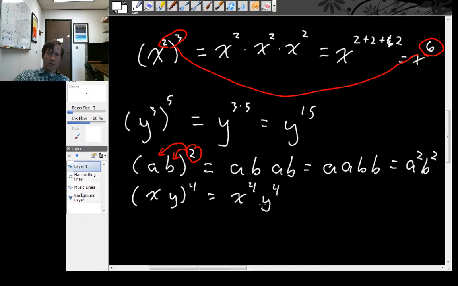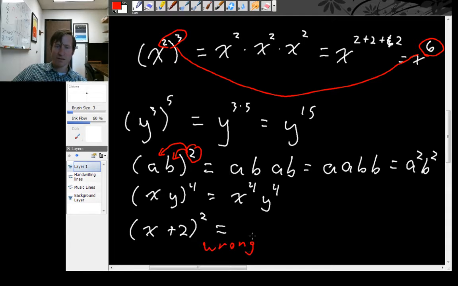So for example, if we had x times y to the 4th power, this is x to the 4th, y to the 4th. A mistake that some people make with this law of exponents is they do this with this power when it's not multiplication inside the parentheses. So if you had, say, x plus 2 squared, the wrong way to do this is take this 2 and put it onto each piece like this. That would give you x squared plus 2 squared. But again, this is wrong. This is not correct. Okay.